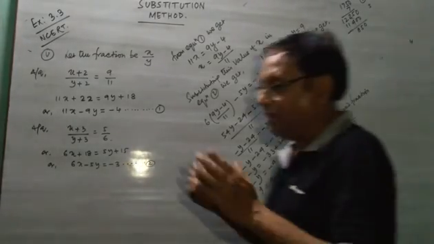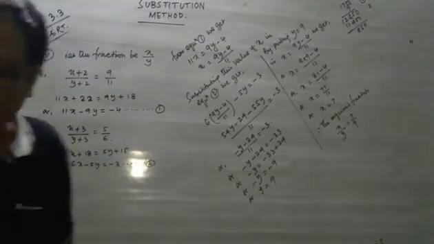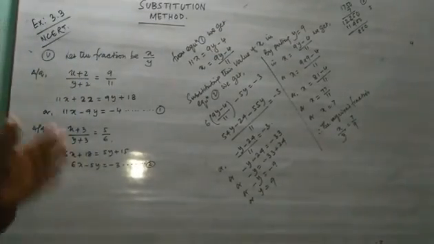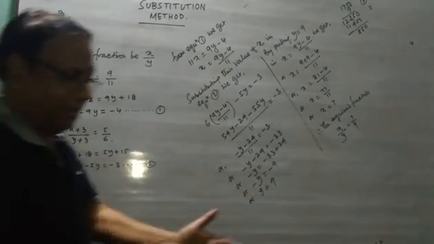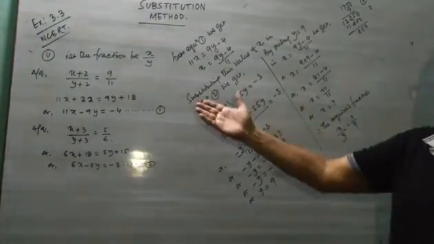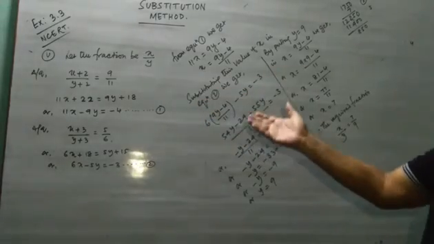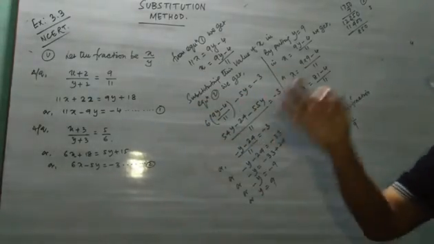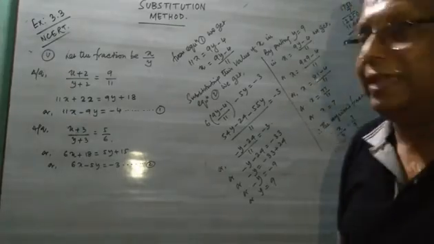So read the question again and again. I am repeating the same thing. Try to understand the meaning. Then translate the question into the relevant equations. Once that translation, once that transformation is done, 95% of the work is done by you.